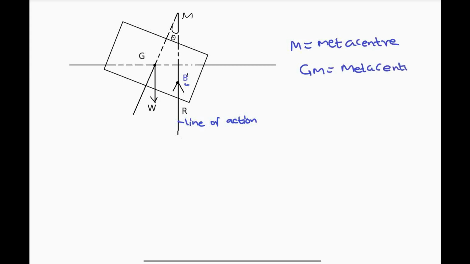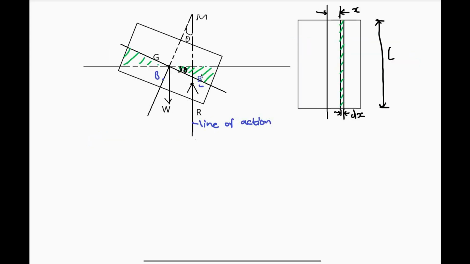Now we find the equation of the metacentric height relative to the center of buoyancy. The equation that I'll be deriving will be this. How do we get that? When tilted, there are these two strips that are formed. When you look at them from this side, this is what will show.